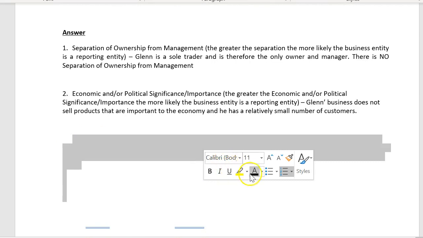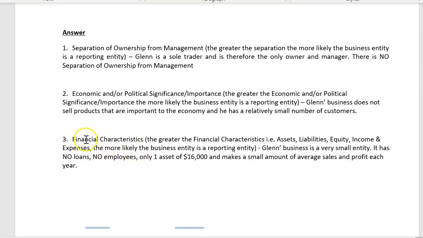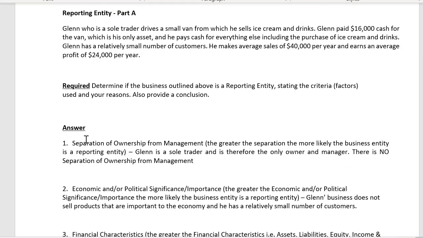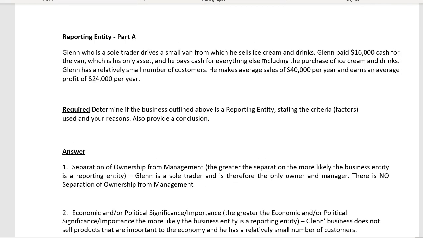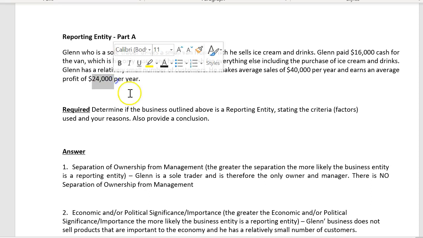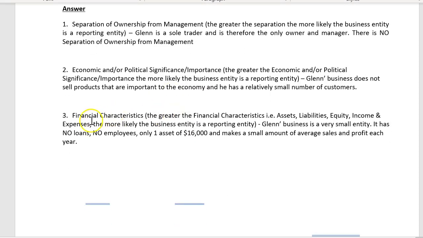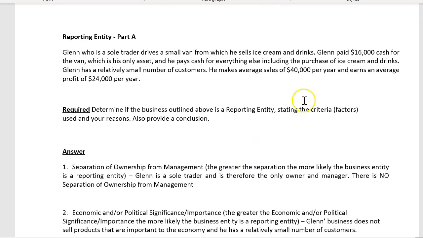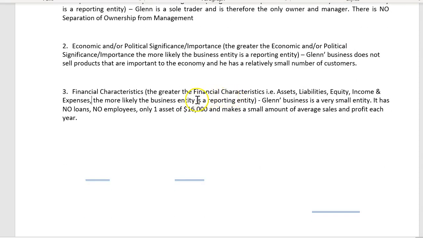Okay, number 3, we look at whether Glenn's business has sizable financial characteristics, whether Glenn's business has large investments, sales, and assets. As you can see, Glenn's business only makes average sales of $40,000 per year, which is on par with a salary, and profit is only $25,000. So Glenn does not make that much profit. Glenn has no loans, no employees, only one asset, which is $16,000. So Glenn does not have sizable financial characteristics.